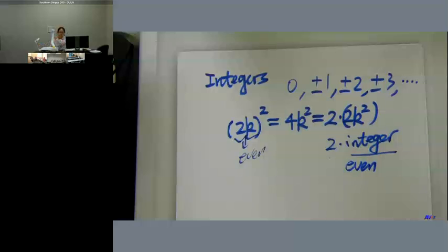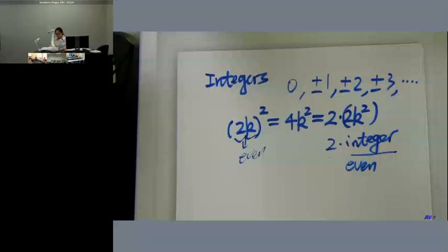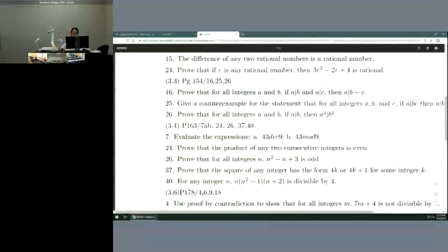But sometimes later, some of the problems, like in this home assignment, you won't be able to prove it by one case. We can look at this homework assignment right here. Number 26: prove for all integers n, n squared minus n plus 3 is odd.